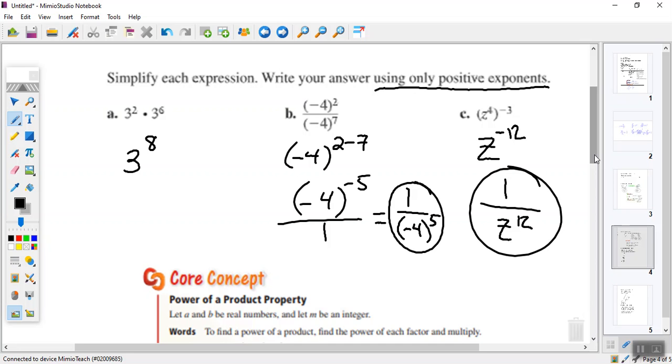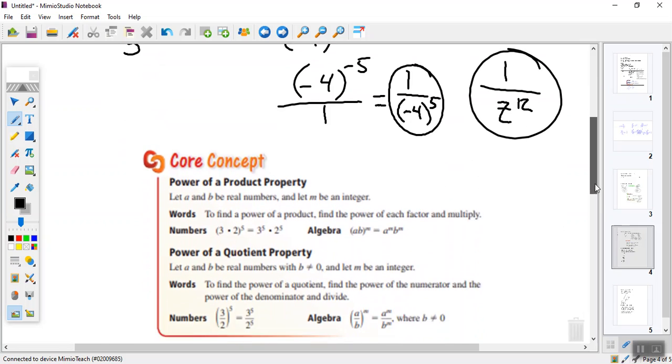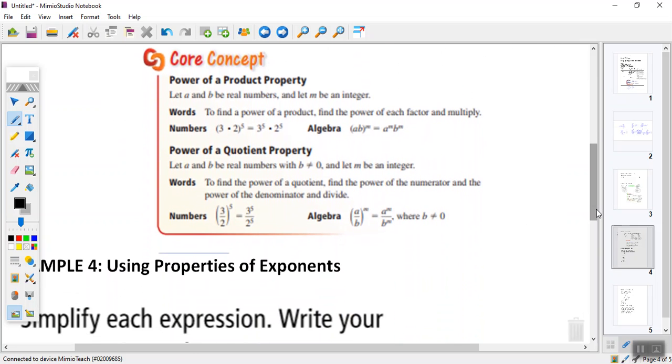All right, kids, core concept. Power of a product property. This is an interesting one. Kids struggle with this one. If there's one that I thought was most difficult, this is the one. All right, so I'm going to put a little star by it. Twinkle, twinkle. All right, there it is.